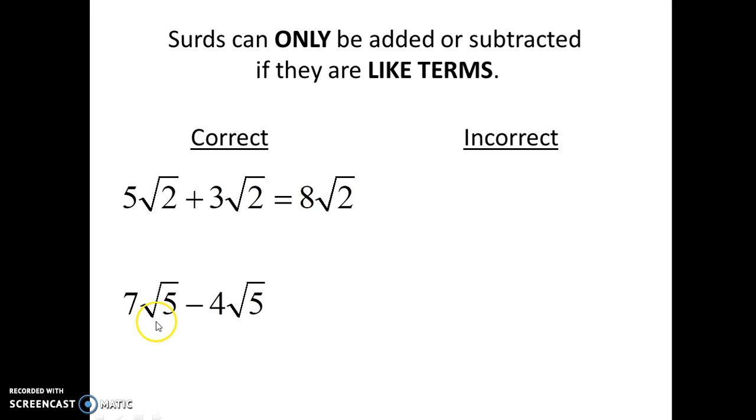Here's another example that's correct. We have 7 root 5s minus 4 root 5s. So 7 of these minus 4 of these. That means altogether we have 3 of those, 3 root 5.